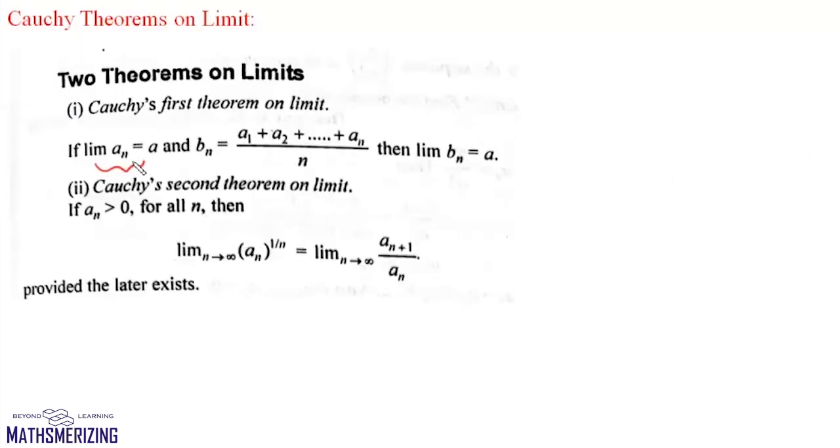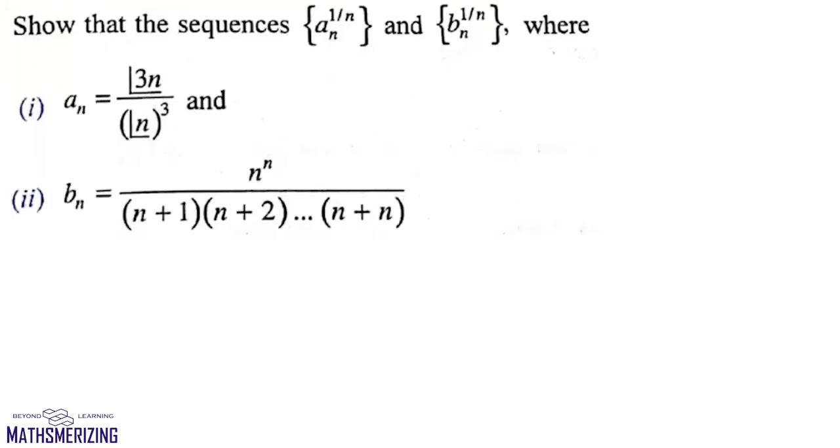And the second theorem says, if an is a positive number, then for all n, the limit as n tends to infinity of an to the power 1 by n will be the same as the limit as n tends to infinity of an plus 1 upon an. Now here in this question, we need to find the limit of the sequences an to the power 1 by n and bn to the power 1 by n. Cauchy's second theorem says this limit n tends to infinity of an to the power 1 by n is the same as the limit n tends to infinity of an plus 1 upon an.